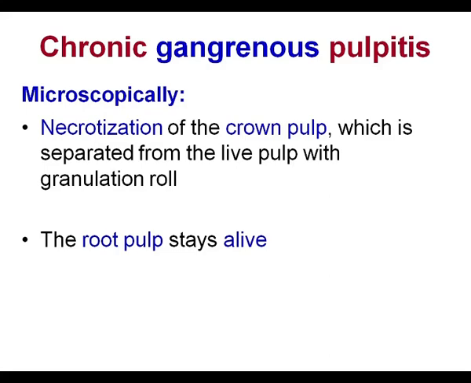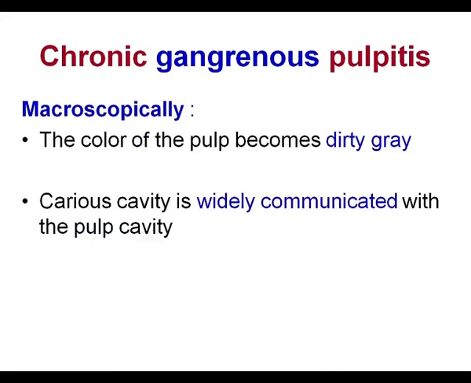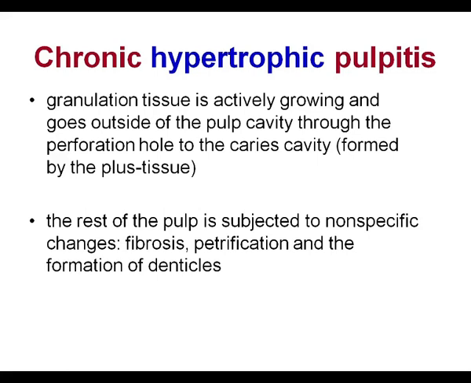In chronic gangrenous pulpitis, microscopically, there is necrotization of the crown pulp, which is separated from the rest of the pulp by a granulation roll, and the root pulp stays alive. Macroscopically, the color of the pulp becomes dirty gray due to decay, due to its necrotization, and the caries cavity is widely communicated with the pulp cavity.